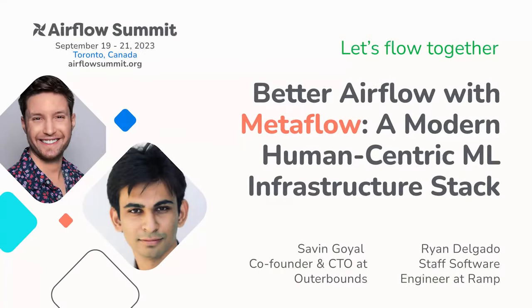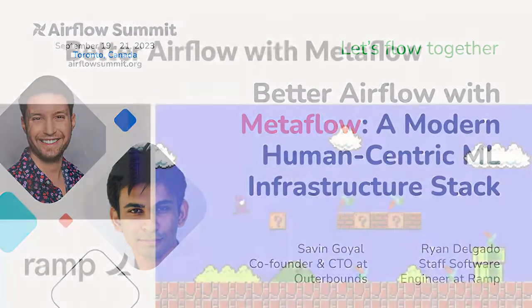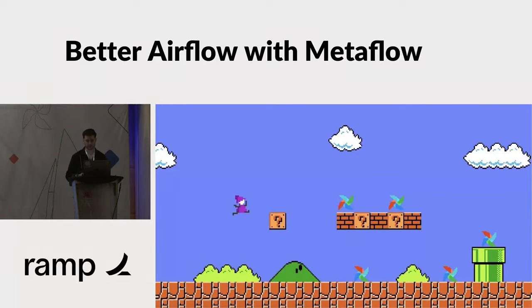Start by giving a super brief overview of RAMP and how we use machine learning to solve business problems. I then want to tell the story of our first proprietary machine learning model and its journey to production. I'll talk about our decision to implement Metaflow and how we integrate Metaflow with Airflow. And then I'll wrap up by talking about the outcomes of this move.